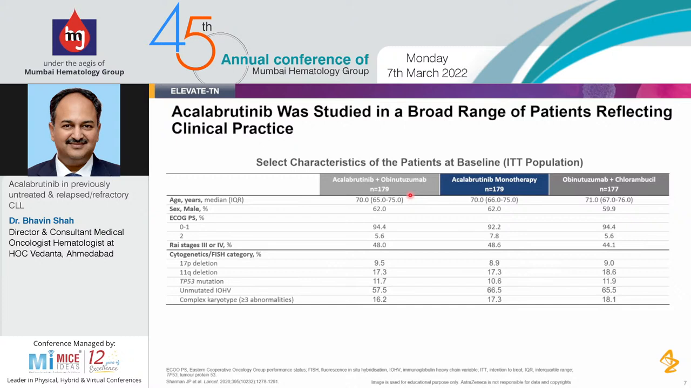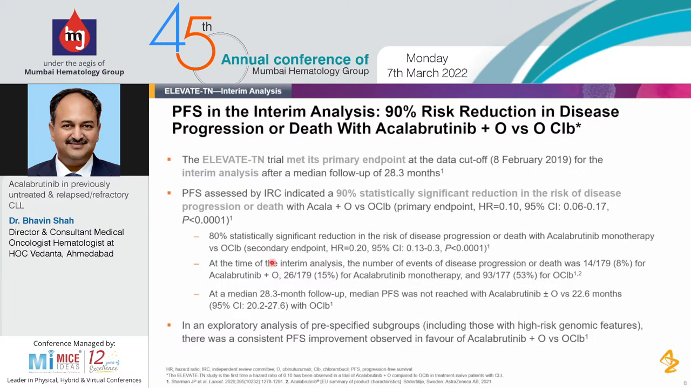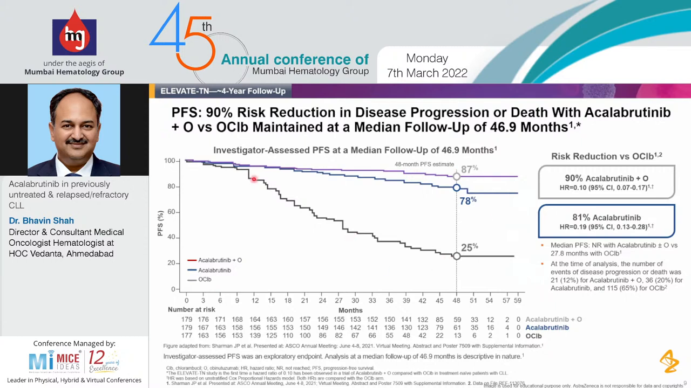If you see in all these three cohorts, the patients are equally distributed as per age, sex, ECOG performance status, RAI stages, as well as high-risk cytogenetics and FISH studies. Now, the interim analysis was done at the end of 28.3 months, and it showed a 99% statistically significant reduction in risk of disease progression or death with ACAL plus obinutuzumab versus obinutuzumab chlorambucil. If you see ACAL monotherapy, it also shows an 80% statistically significant reduction in risk of disease progression or death compared to obinutuzumab chlorambucil.